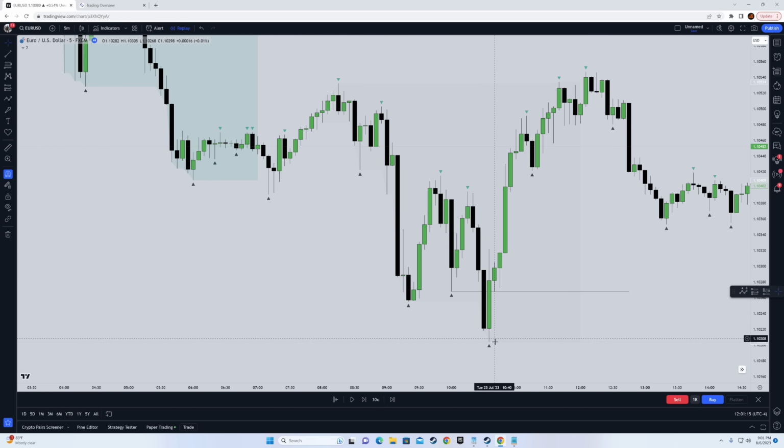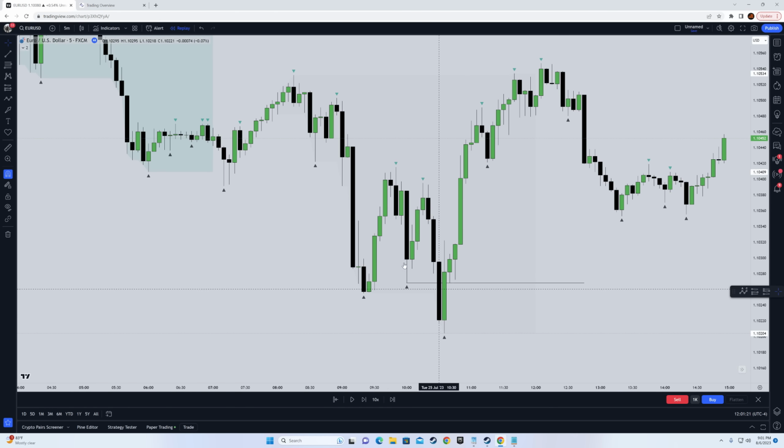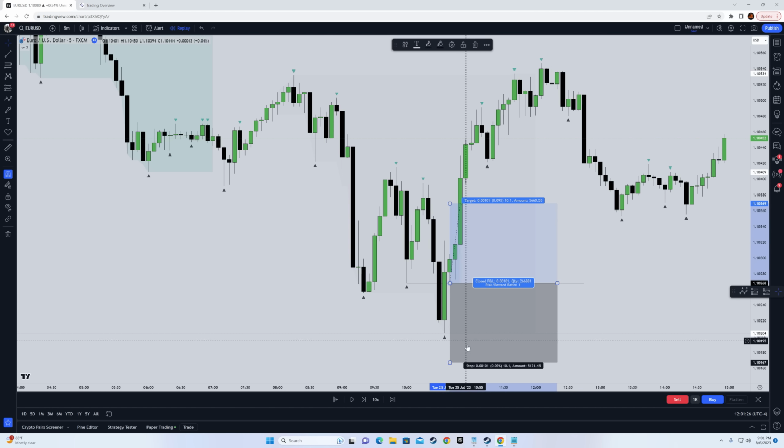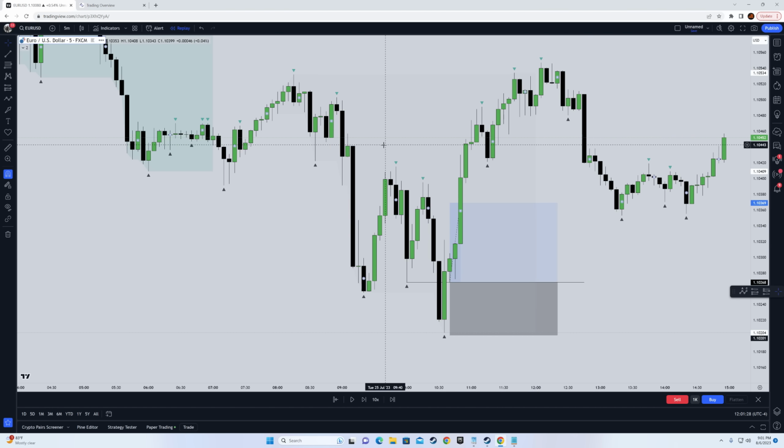Yes, we had A, B, C here, but we want to look at the recent structure. What do we have? A, B, C, right? Very simple. And we simply go for a long position here. Now, I know you might say that I'm making this up, but look at this. This is the whole strategy, guys. A, B, C. All right, and we have a setup here.